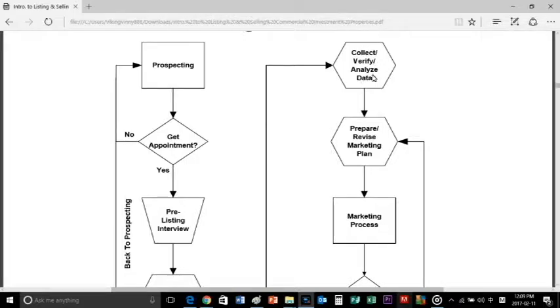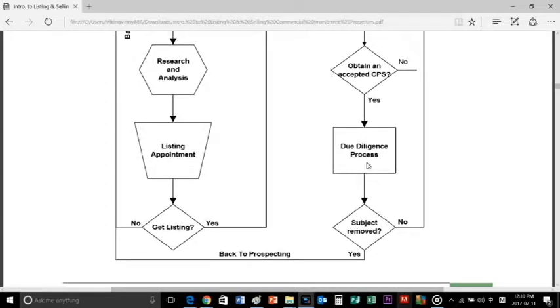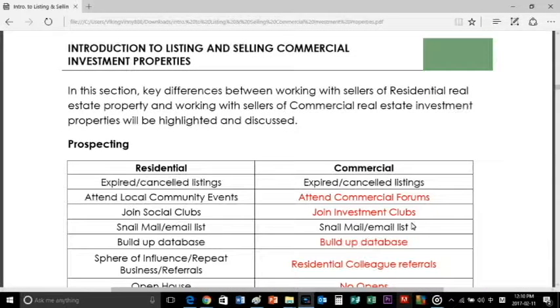Collect, verify, analyze the data. Prepare, revise marketing plan. Marketing process. Obtain an accepted CPS, contract of purchase and sale, yes or no. If it's yes, due diligence process, subject removed, yes or no. And we keep going. In this section, key differences between working with sellers of residential real estate property and working with sellers of commercial real estate investment properties will be highlighted and discussed.